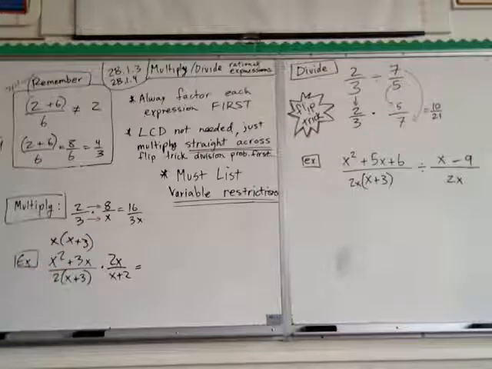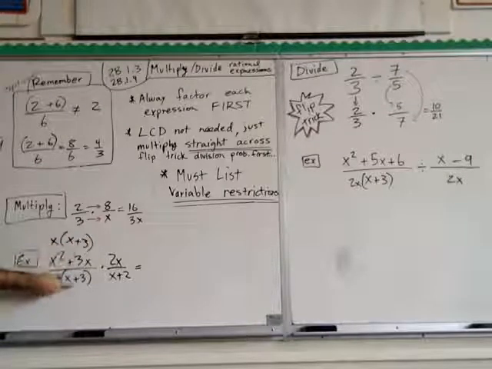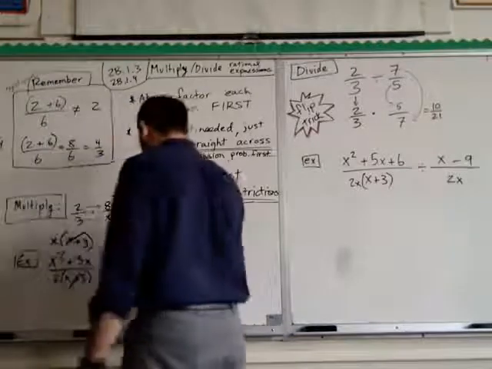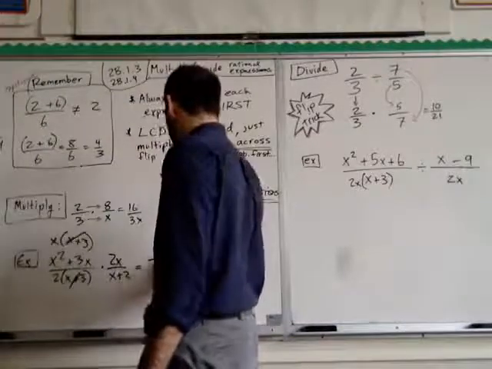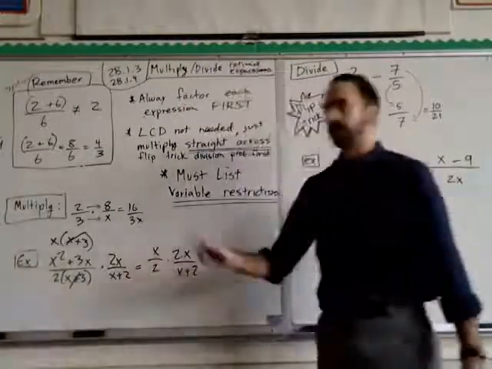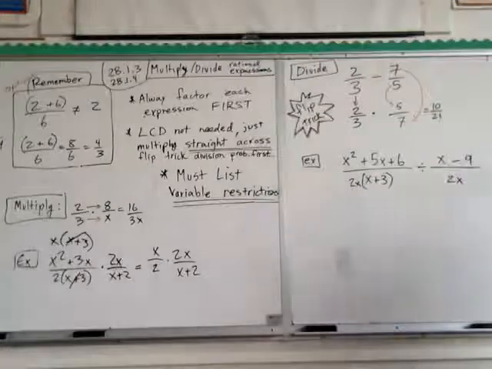Why is that helpful to factor first? Because then what can we do with this one and this? X plus 3, x plus 3? Cancel. Perfect. So then I end up with this. X over 2 times 2x over x plus 2. So go ahead and catch up to that point because that was the example problem. You guys didn't fill that in.